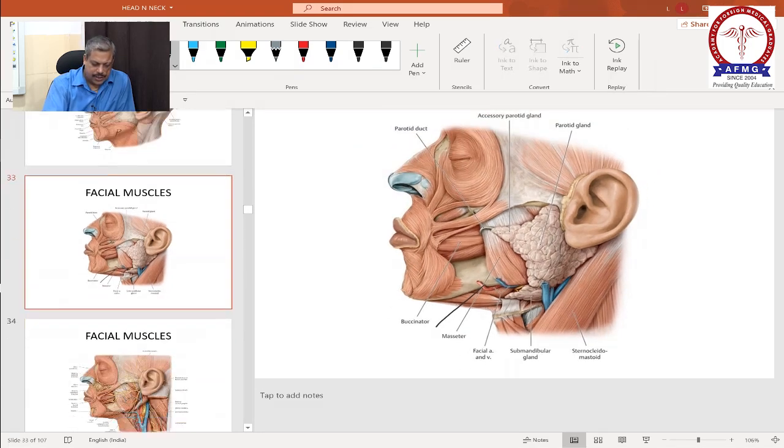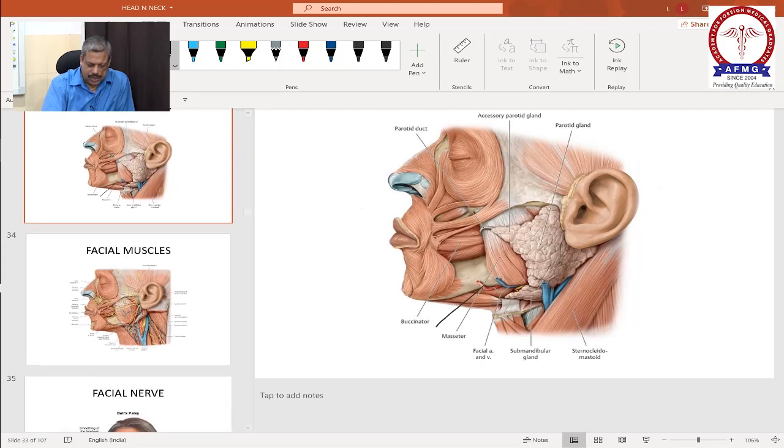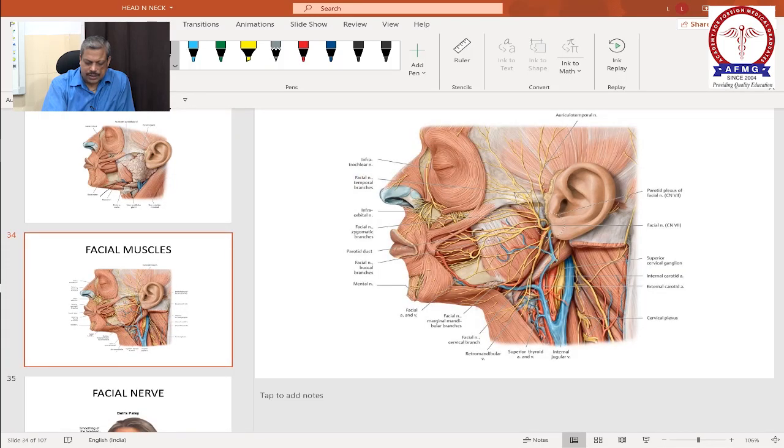So these are the facial muscles. Other structures which we can see after removing the parotid gland, identify these structures. These are all the branches of the facial nerve. The facial nerve terminates within the parotid gland. It enters from the posterior surface of the parotid gland and comes out from the anterior surface. So this is the facial nerve, branches of the facial nerve. And then see, this is the internal jugular vein and this is the internal carotid artery. Clear? This is the internal carotid artery.